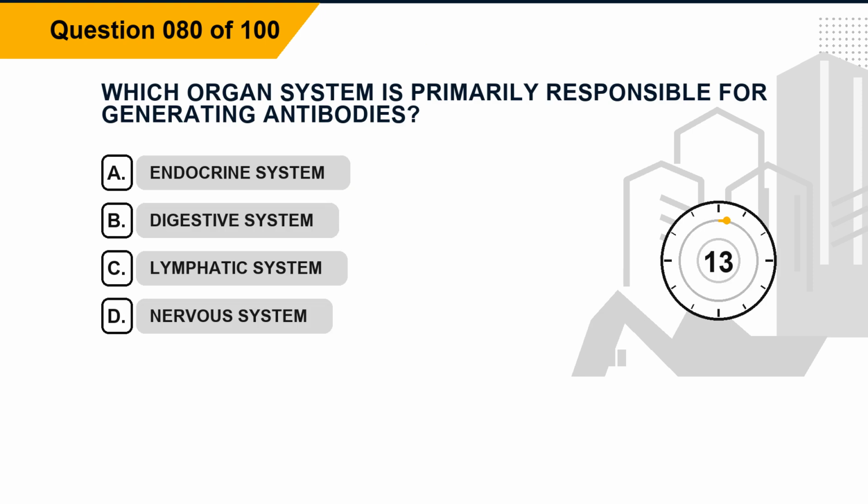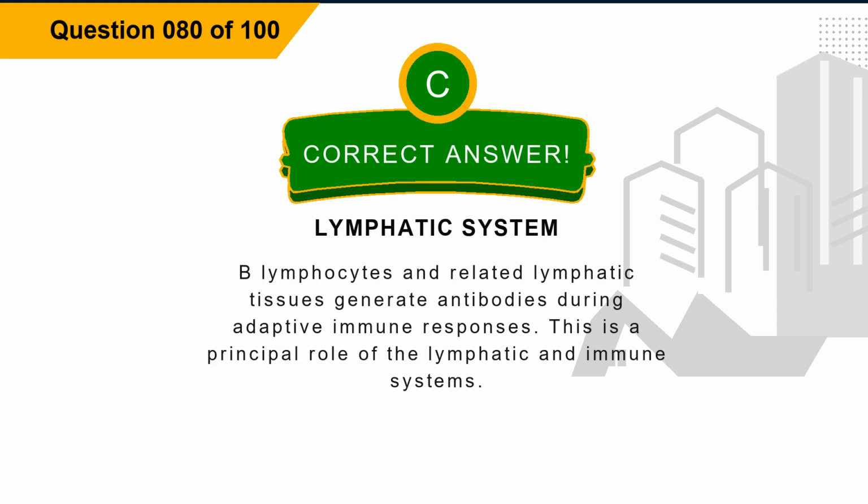Question 80. Which organ system is primarily responsible for generating antibodies? Option A, endocrine system. Option B, digestive system. Option C, lymphatic system. Option D, nervous system. The correct answer is option C, lymphatic system. Explanation. B lymphocytes and related lymphatic tissues generate antibodies during adaptive immune responses. This is a principal role of the lymphatic and immune systems.